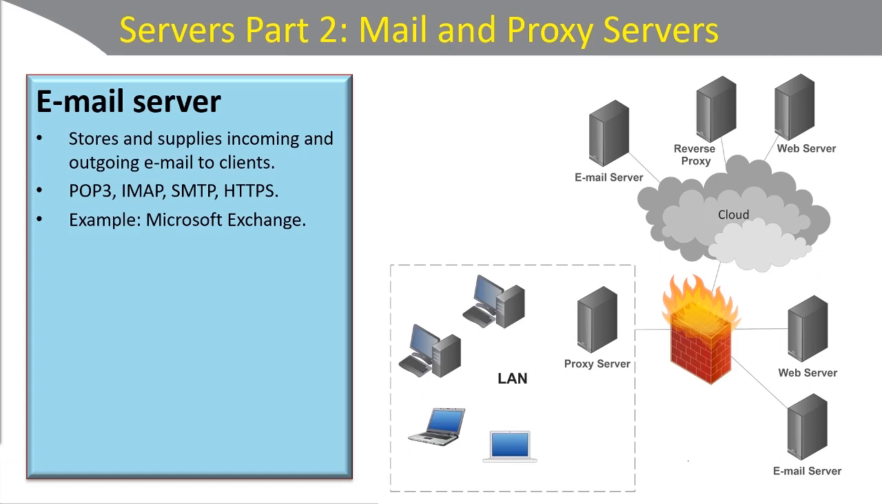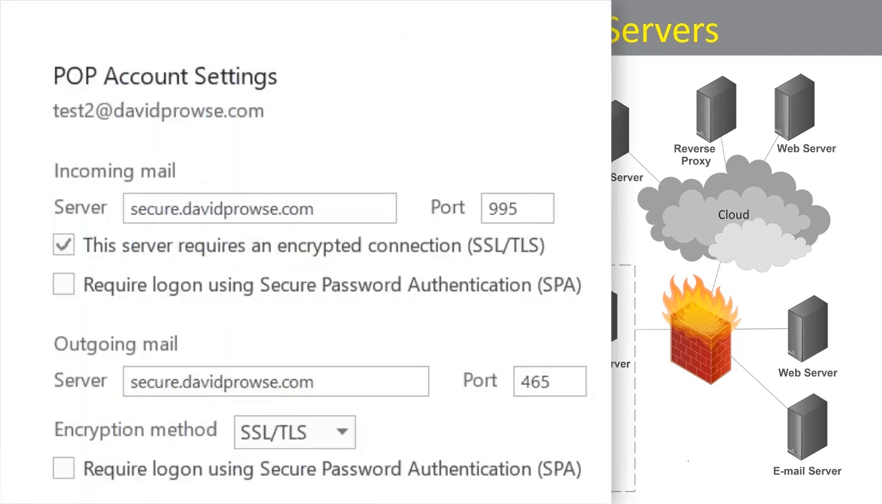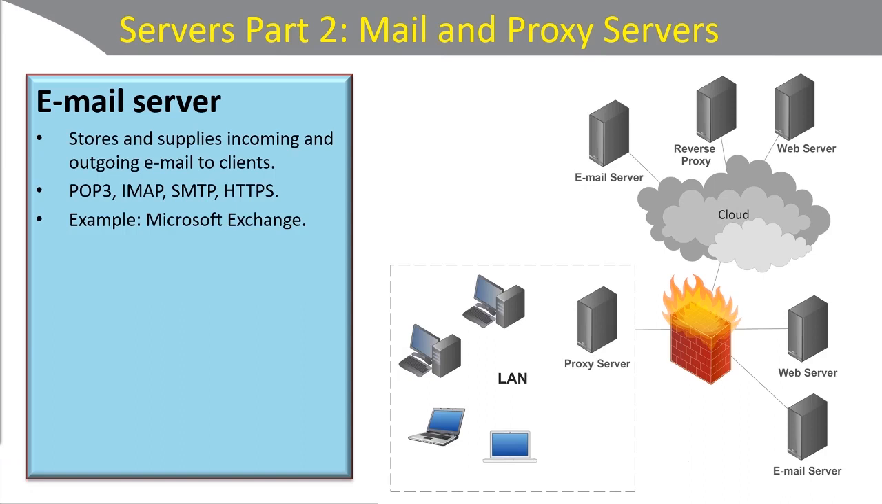For the A+ exams, you should know how to connect a client to an email server. This is done by using appropriate email client software, such as Outlook, and knowing the server name, protocols and ports to be used, the username and password, and whether there is any additional security involved. One common example of an email server is Microsoft Exchange. So it's very common to have that with a Windows server.